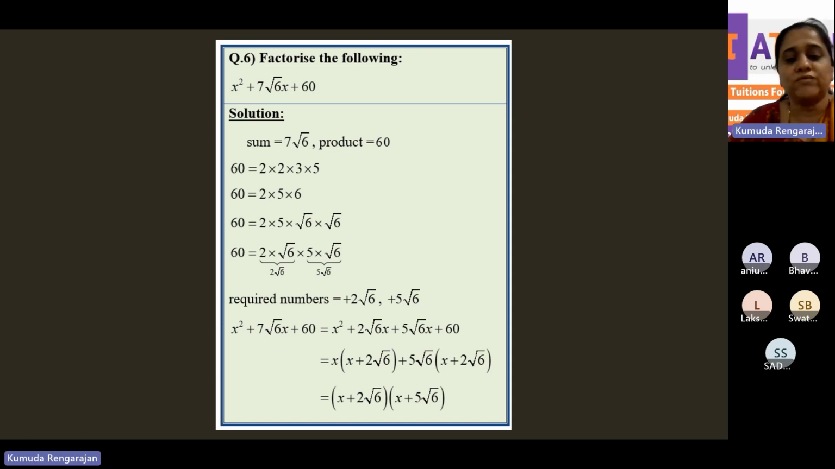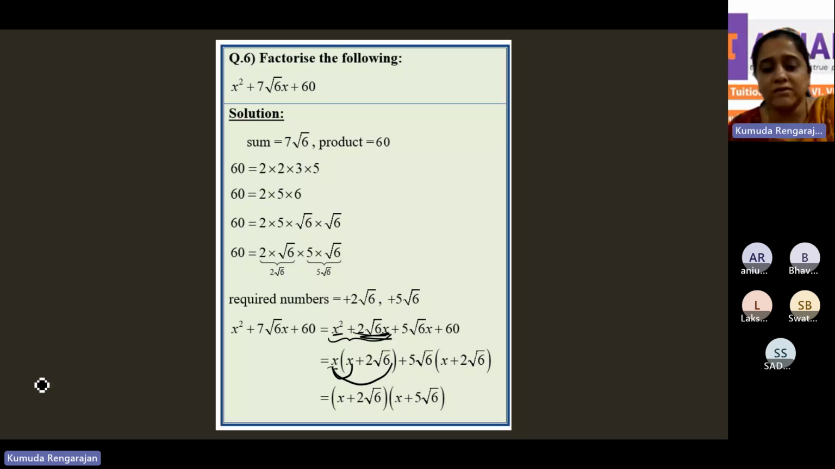So both the factors must have root 6 in it. Only then they're like surds and you can add them. So then you split the middle term. How do you split the middle term? Instead of 7 root 6x, you're going to write 2 root 6x plus 5 root 6x. Then group the first two terms. X is common. So write it out. X into x is x squared. X into 2 root 6 is 2 root 6x.